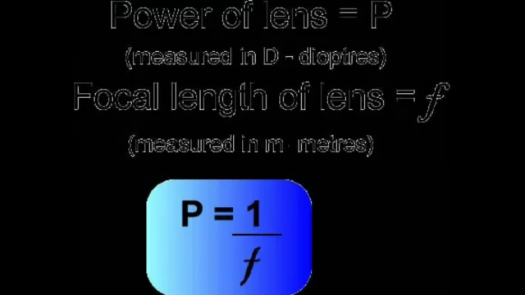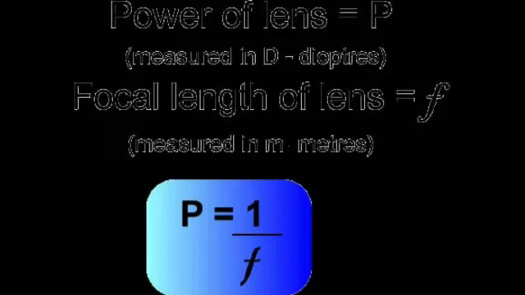Power of a lens. When a ray of light falls on a lens, the ability to converge or diverge these light rays depends on the focal length of the lens. This ability of a lens to converge, that is convex lens, or diverge, that is concave lens, is called its power. Hence, the power of a lens can be defined as the degree of convergence or divergence of light rays. Power of a lens is numerically defined as the reciprocal of its focal length.